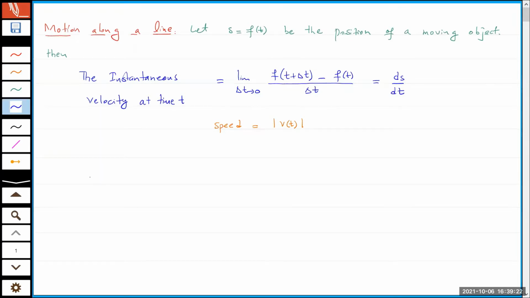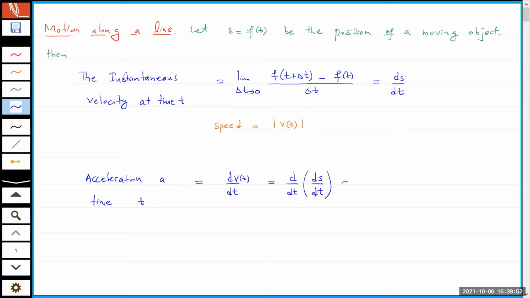Similarly, acceleration at time t equals the derivative of the velocity. Velocity itself is the derivative of the position function. Velocity is ds/dt. Therefore, the acceleration is the second derivative of the position function with respect to t, d squared s over dt squared.